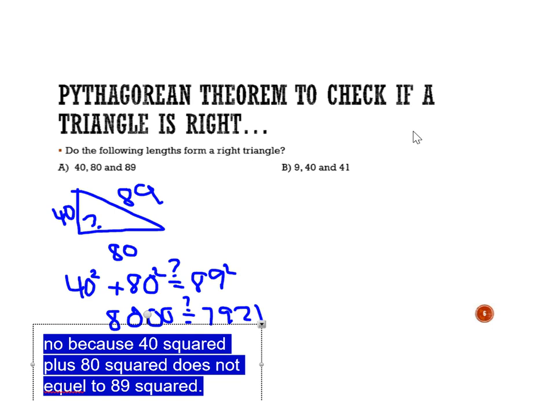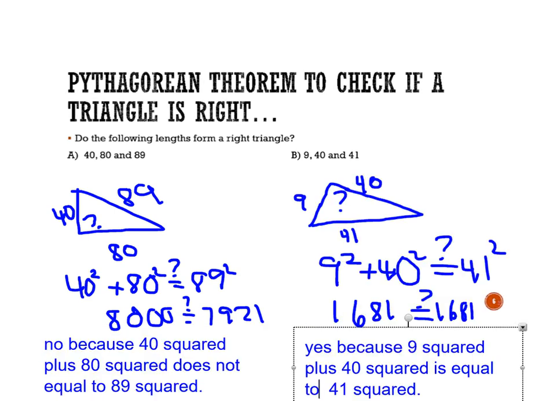I'm going to ask you to pause the video and try question B with 9, 40, and 41. Check if it's going to work and make sure you answer with yes or no and explain why. So if you did it right, you should get yes, because 9 squared plus 40 squared is equal to 41 squared.